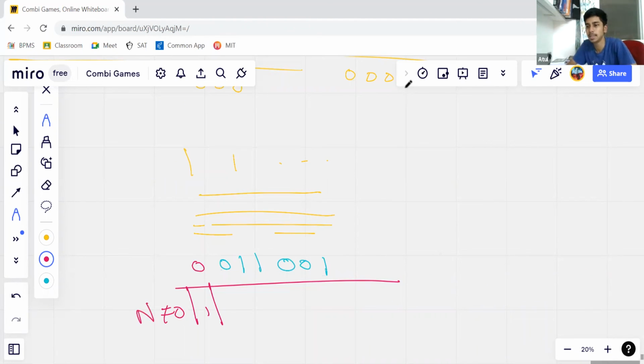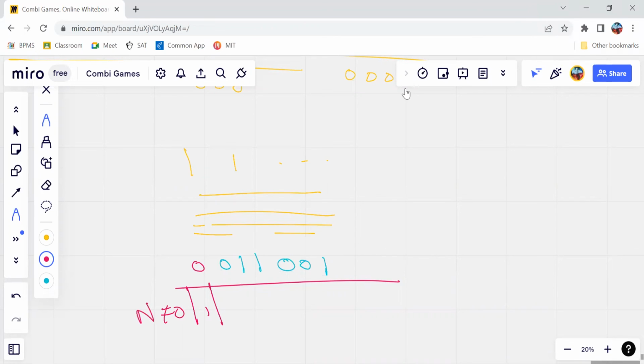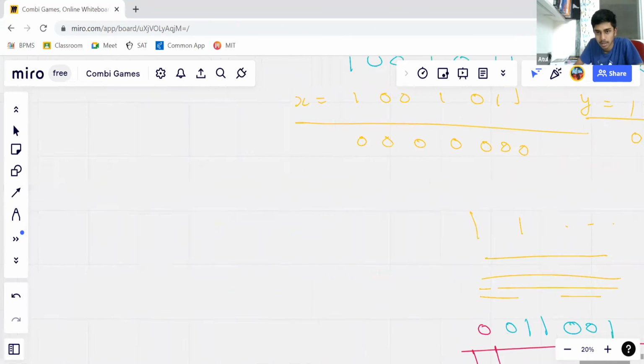So if it's 0, any move makes it non-zero. Does that make sense? Yeah. Okay.